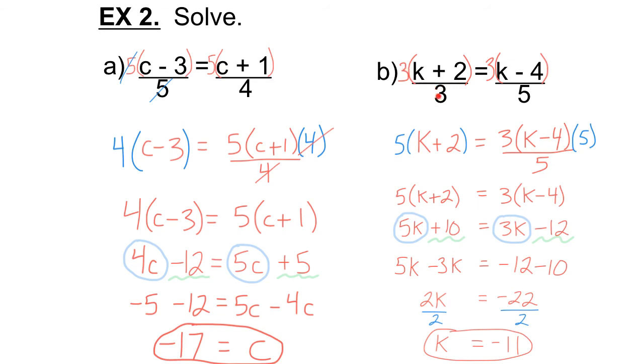I start by multiplying both sides by 3 to get rid of this fraction. I have k plus 2 equals 3, k minus 4 over 5. Now I have to get rid of this fraction, so I multiply both sides by 5. I end up with 5 times k plus 2 on the left equals 3 times k minus 4 on the right. I expand each set of brackets to get rid of the brackets. I identify my like terms, and then I collect my like terms on the same side. I simplify, and then I notice that k has a coefficient in front, so I need to divide both sides by that coefficient, and I end up with k equals negative 11.